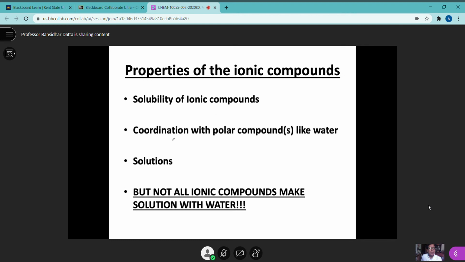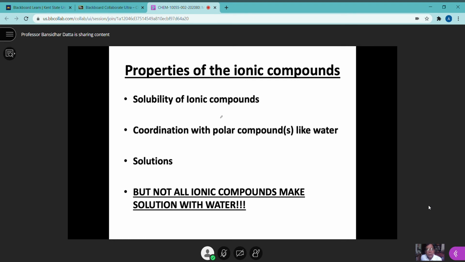In fact, what will happen is those cations and anions split. Cations and anions join together to make an ionic compound. Once you put them in water, they split into cations and anions. Now, do they stay as cations and anions? What is the structure of those cations and anions? That's what we'll talk about now. That's the properties of the ionic compounds.